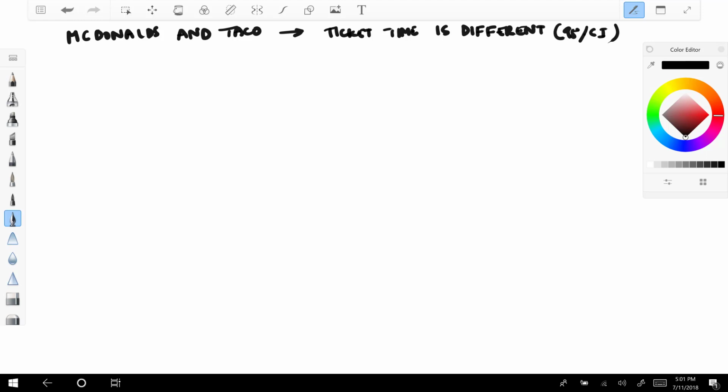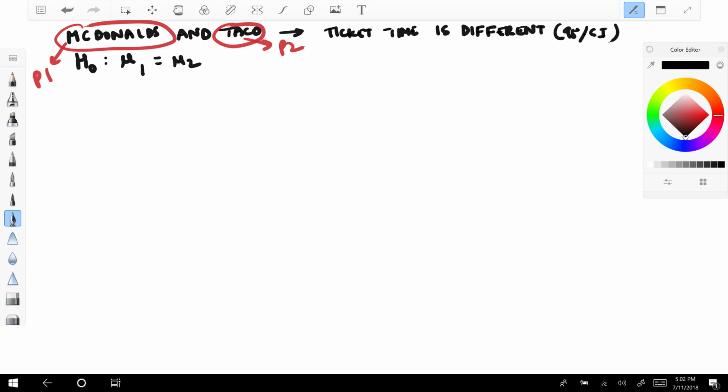So the first step is to define our hypothesis. Our null hypothesis, H null, would be both McDonald's and Taco Bell have the same ticket times. So that is mu1 is equal to mu2. I'm considering McDonald's as population 1, so I will just write P1, and Taco Bell is population 2, P2. So our null hypothesis is both are equal. The ticket times of McDonald's and Taco Bell are equal.